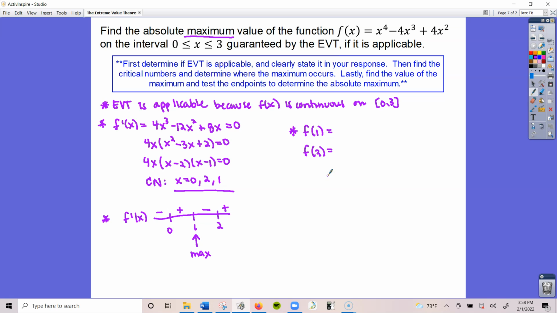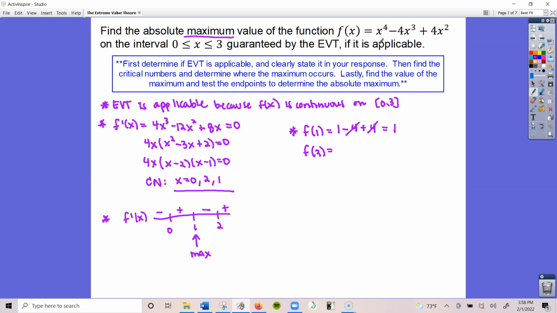However, if you do test f(0), it's not going to be a problem because you're going to see that it's not going to be the maximum. I'm just trying to eliminate some work. So let's say I plug in the 1. I get 1^4, which is 1, minus 4 times 1^3, which is 4, plus 4 times 1^2, which is 4. So this is going to give me 1 - 4 + 4, which is 1.